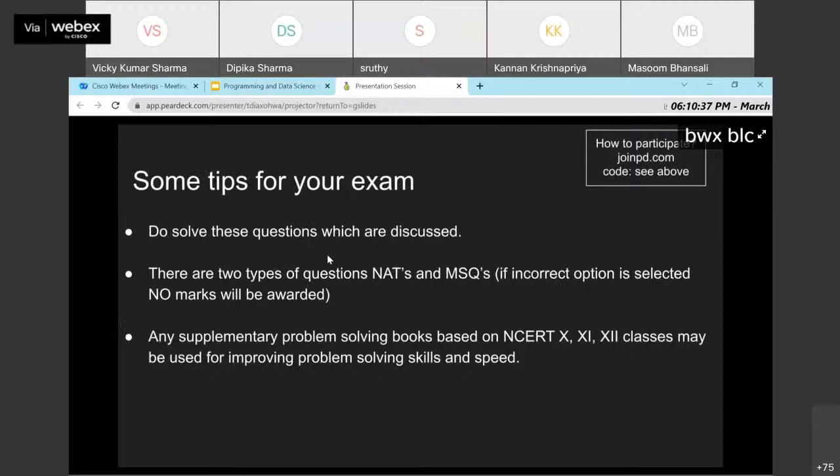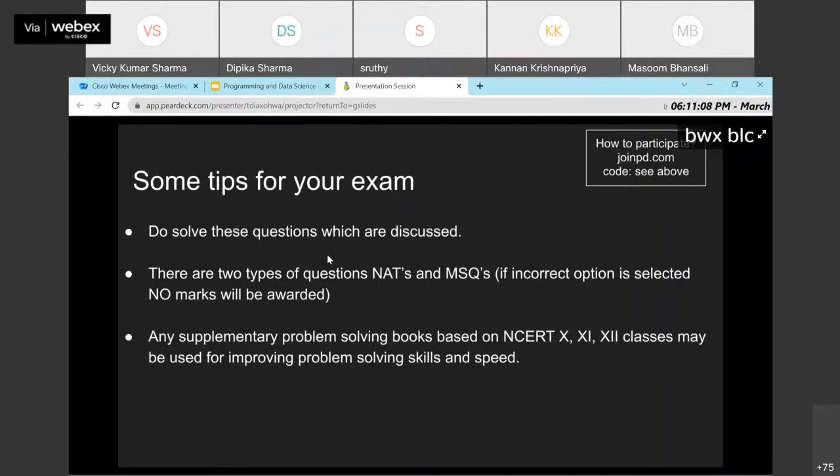So some tips for your exam. Whatever questions we have done here, do solve these questions, and do similar kinds of questions, because I assure you that at least some similar questions you will definitely get in your exam. The paper is made and I have seen the paper, and that's why I'm able to tell this. So whatever questions are discussed here, or similar questions, do practice them.